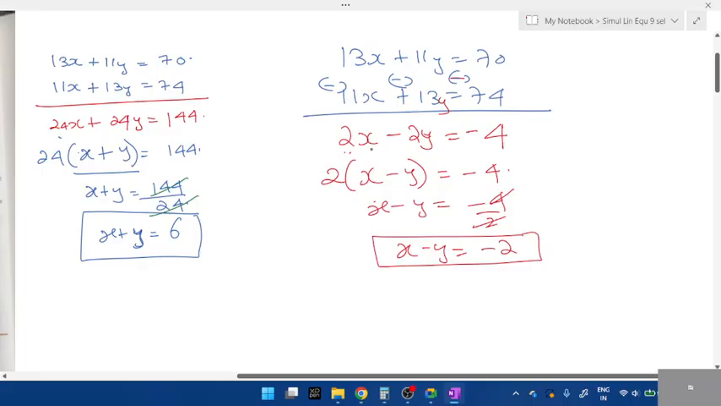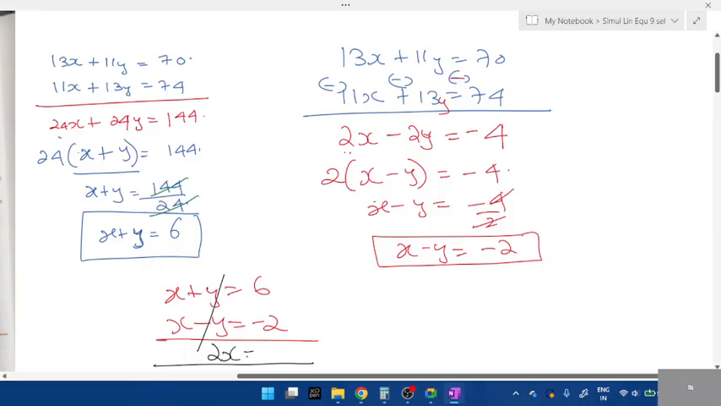Go back to the usual topic. How do we solve? X plus y is equal to 6 and x minus y is equal to minus 2. Which one shall we reduce? Which coefficient is same? Minus y. X plus x is 2x. 6 minus 2 is 4. X is equal to 4 divided by 2. What is x value? X is equal to 2.